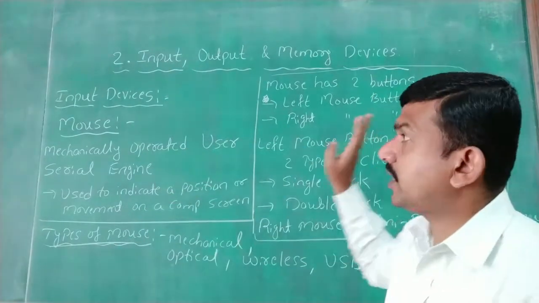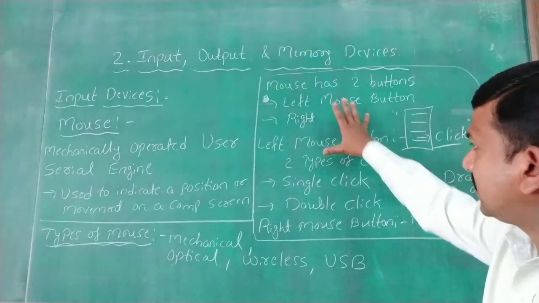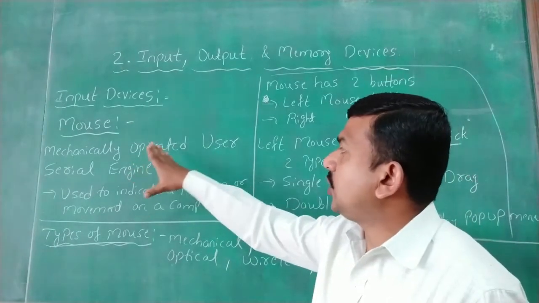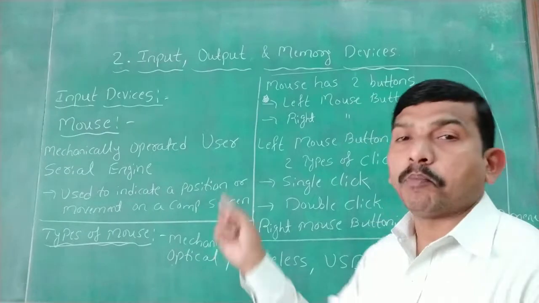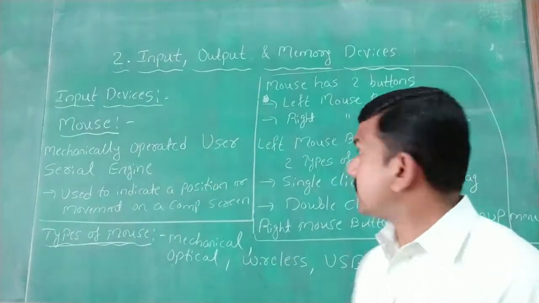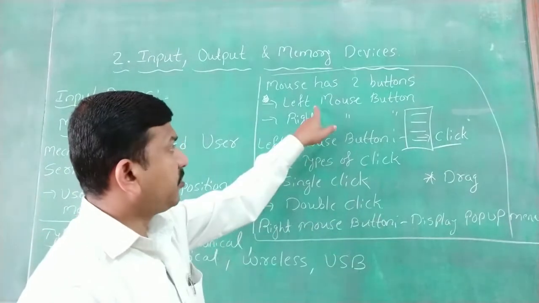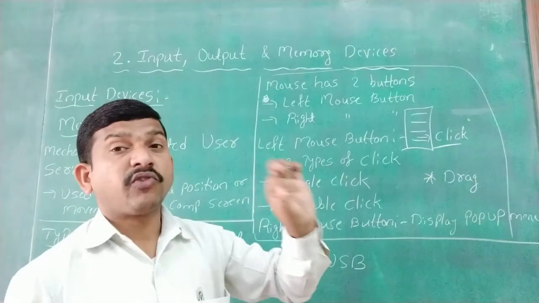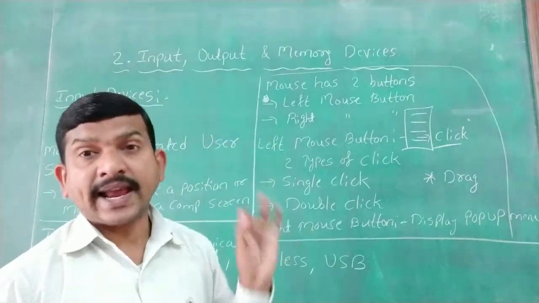Yes. So in this part, we have discussed what a mouse is, how many buttons it contains, and what those actions are. Yes, mouse is a mechanically operated user input device. It is mainly used to indicate a position on screen or for movement purposes. Then we discussed two buttons on the mouse, left mouse button and right mouse button. Left mouse button is normally used for click, single click and double click, as well as drag and drop.